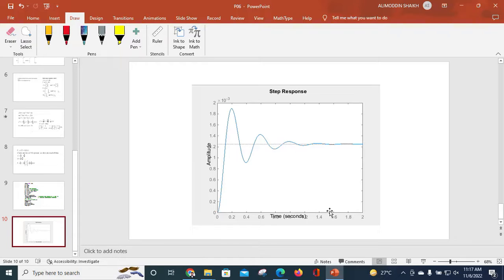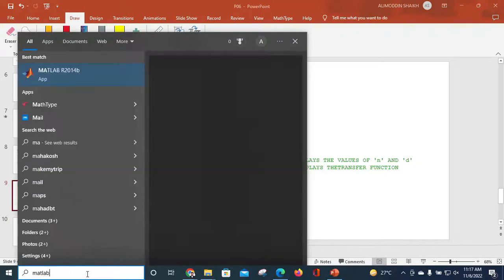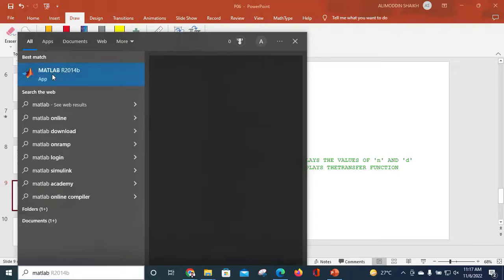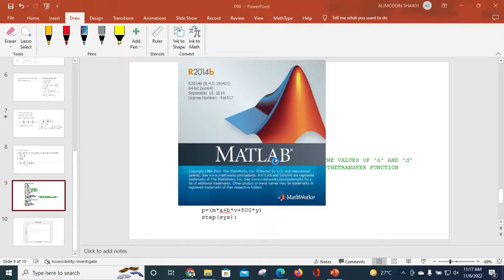Now, I have shown you this coding. If you go to MATLAB and copy this code, I already have the code with me. I will just show you. I will copy the statement.